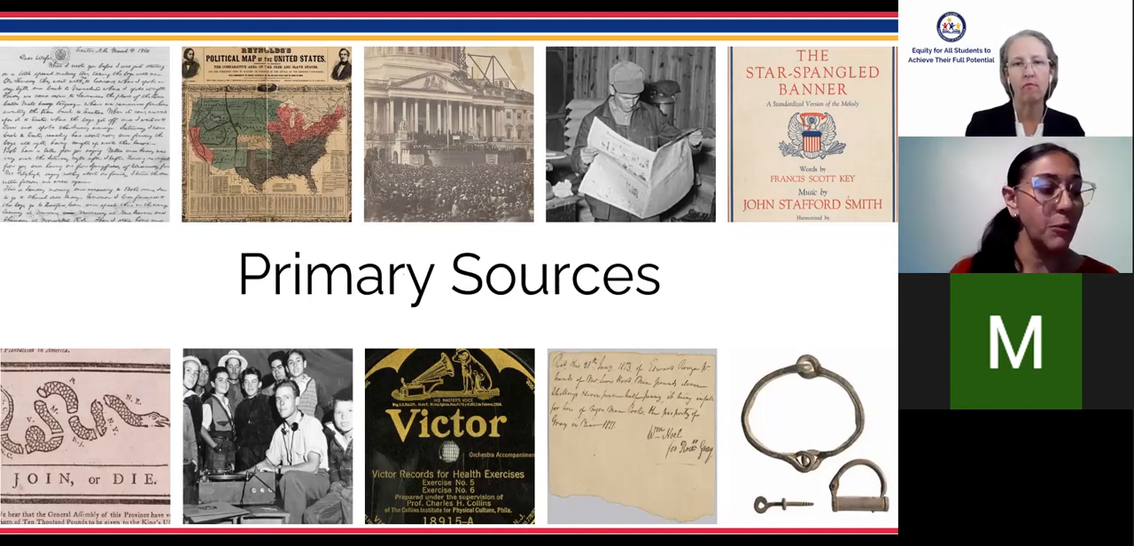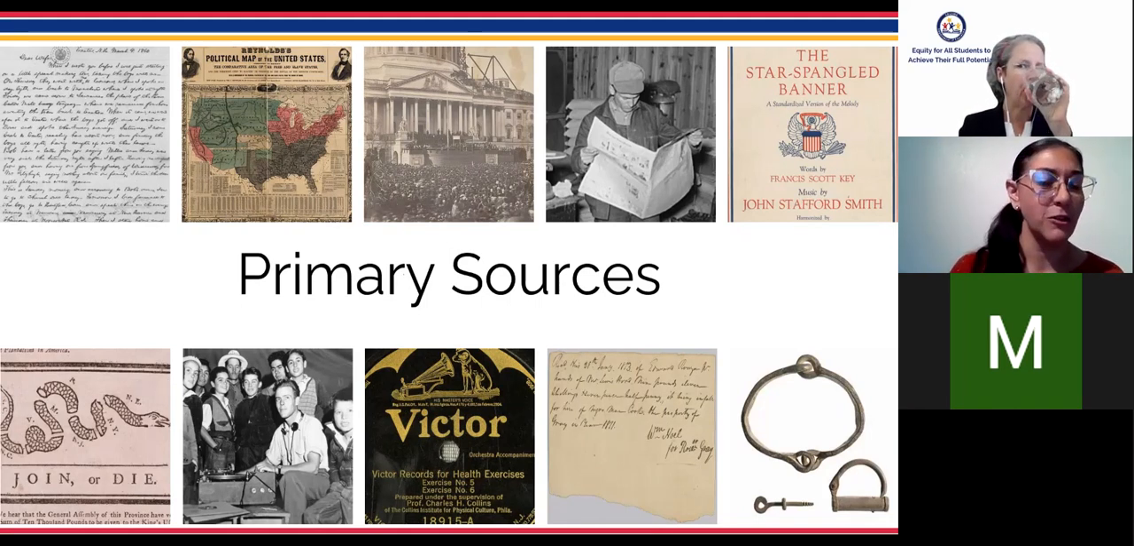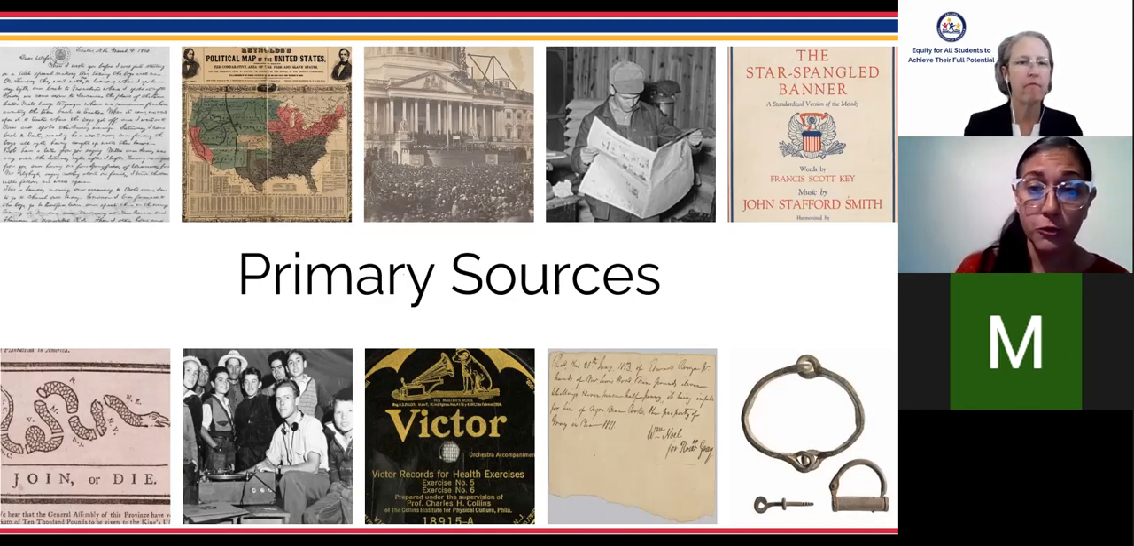And here's some examples. Primary sources can be letters, they can be maps, as you'll see in the pictures here, they can be photographs, art, political cartoons. Music is a great primary source, especially for our young kids. Well, older ones too, but they love that in those little grades. Oral histories, artifacts are really cool too, as you'll see in the last picture there. So remember that these are those firsthand accounts from that time period.